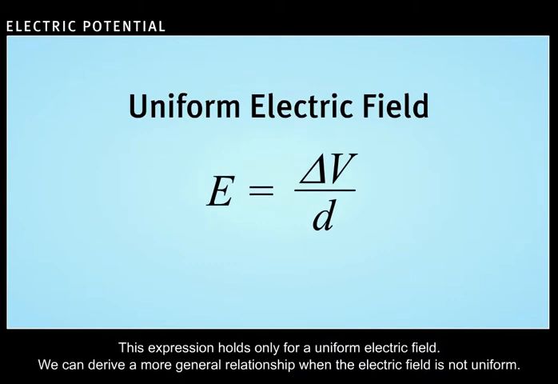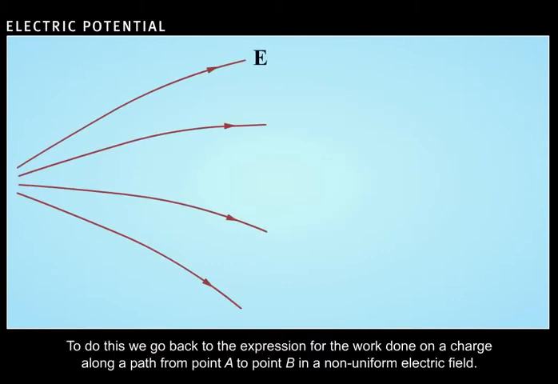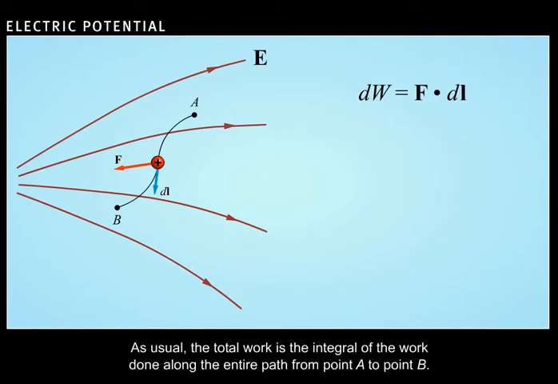We can derive a more general relationship when the electric field is not uniform. To do this, we go back to the expression for the work done on a charge along a path from point A to point B in a non-uniform electric field. As usual, the total work is the integral from the work done along the entire path from point A to point B.